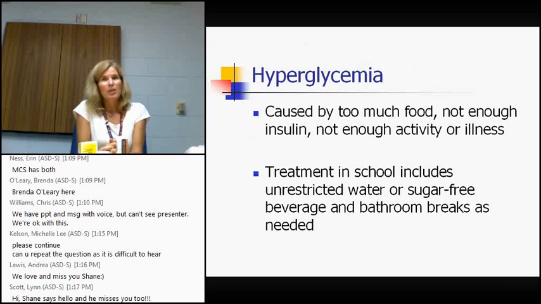Other things that can happen, and it happens to the best of families, is that an insulin injection may be forgotten at breakfast with the hubbub of everything that's going on. Child gets to school and blood sugar is very high. That could be a result of insulin that's been just forgotten. Treatment in school includes unrestricted water or sugar-free beverages and bathroom breaks as needed.